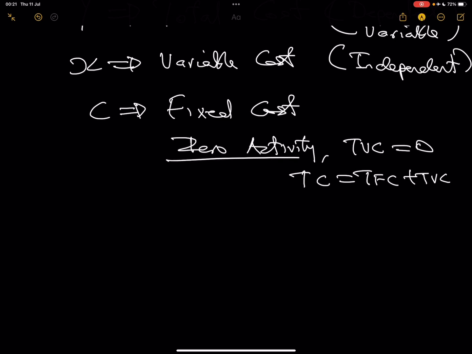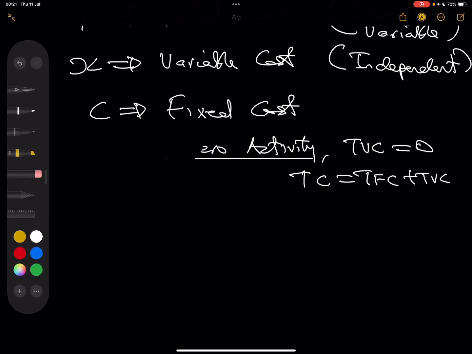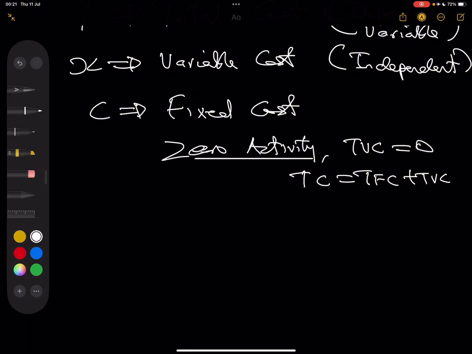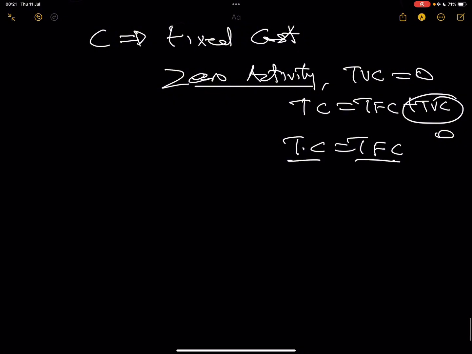So if there is no activity, it means that we are not producing anything. Yeah, 0 activity. And at 0 activity, there is no material, there is no labor. Variable cost will be 0. Yeah, so this will be 0. In that case, total cost becomes total fixed cost. And that is why it doesn't care what activity is going on. It remains fixed. What happens to total cost is it starts to increase when activity starts to increase. And the part that is making it increase is this part, the variable part. Please, I hope that is very clear.